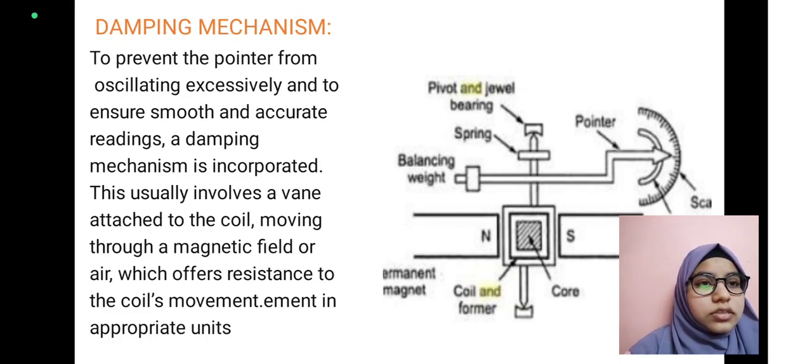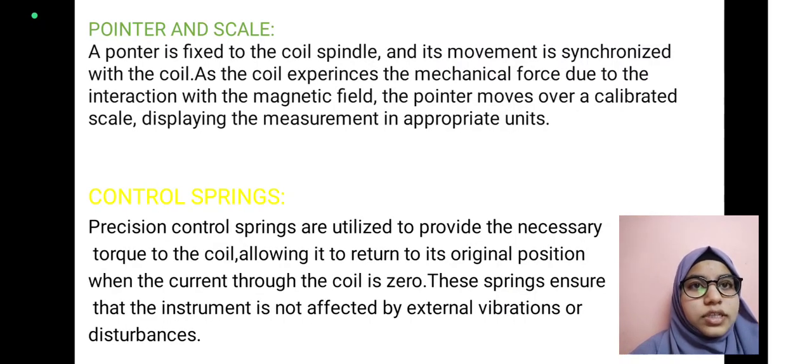As we can see in this figure, we have the PMMC and we have the pointer, spring, balanced weight, jewel bearing and uniform scale. Next, pointer and scale. A pointer is fixed on the coil spindle and its movement is synchronized with the coil. As the coil experiences the mechanical force due to the interaction with the magnetic field, the pointer moves over a calibrated scale displaying the measurement in appropriate units.